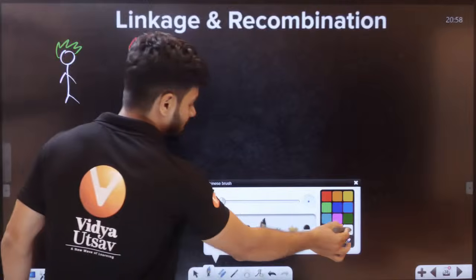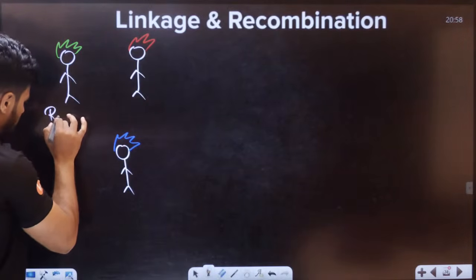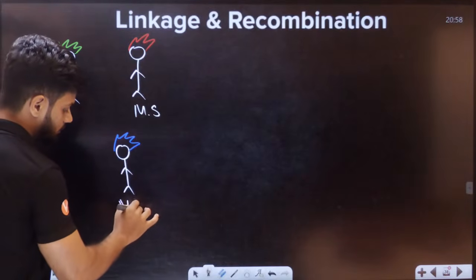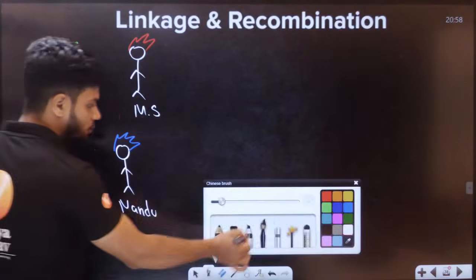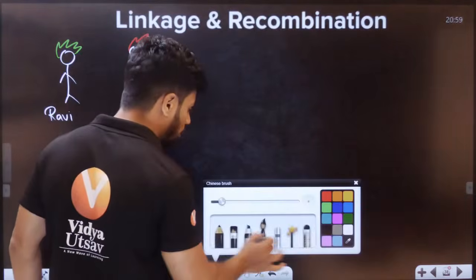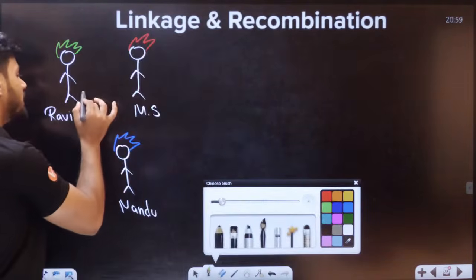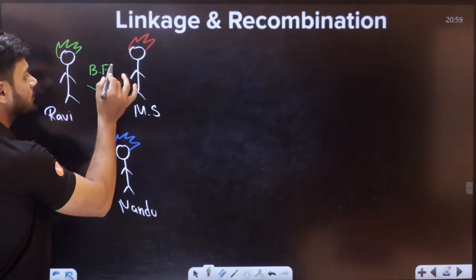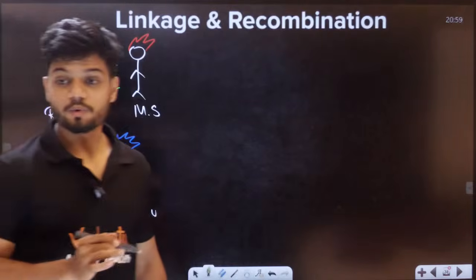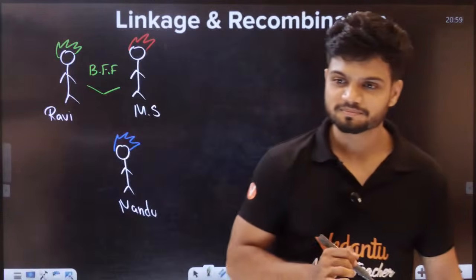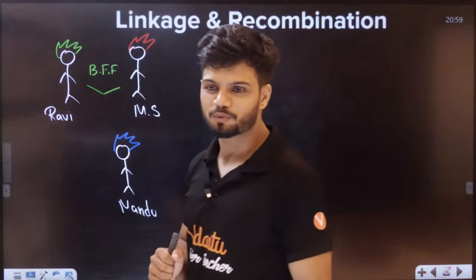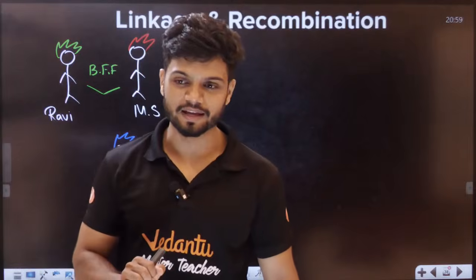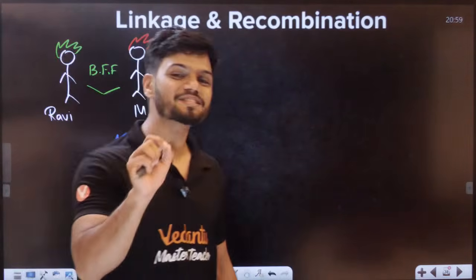Okay, now students, let's say I have Ravi here, MS here, and Nandu here. Now I want all of you to understand this. Ravi and MS are both BFF. Students, what is BFF? BFF is best friends forever. They are best friends forever.